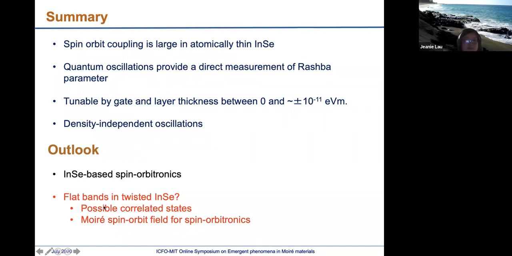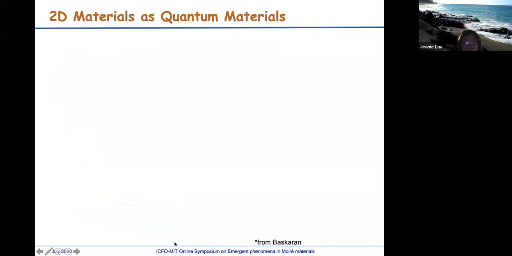Okay, so again, trying to stay on topic for this symposium, can we make flat bands in twisted indium selenide? Perhaps there will be correlated states. And one very interesting possibility is that we can have, for example, a Moiré Rashba spin-orbit field for spin-orbitronics.